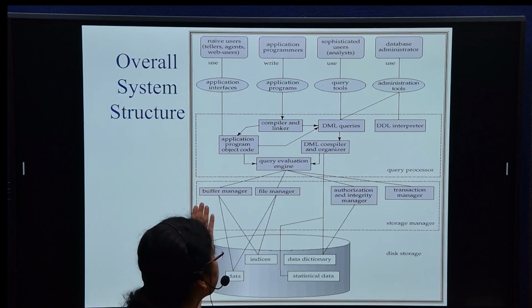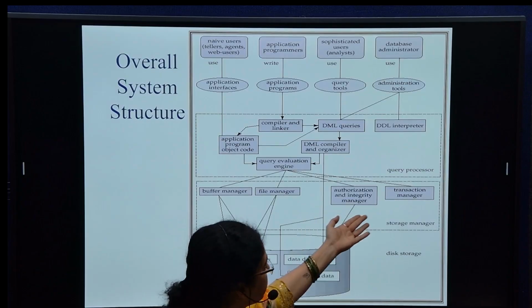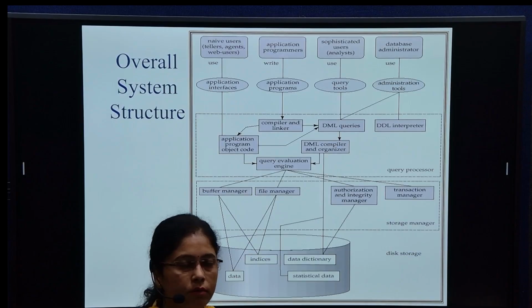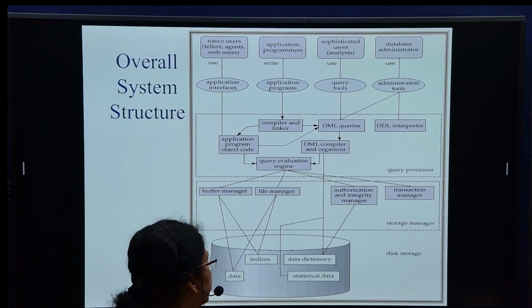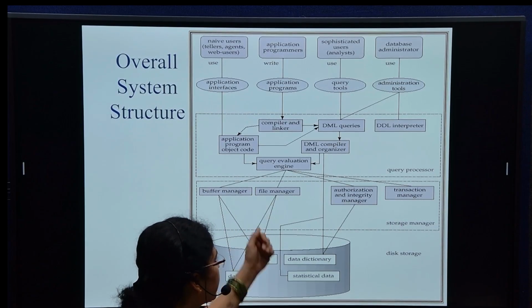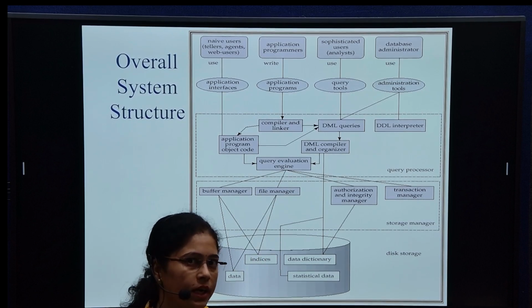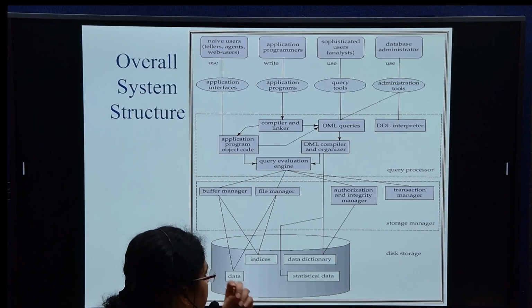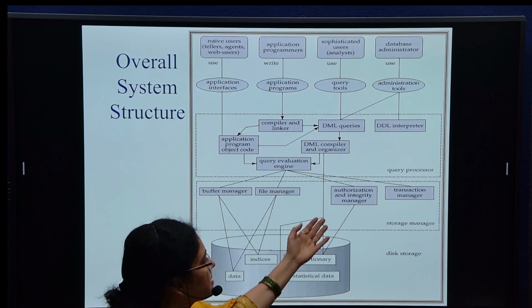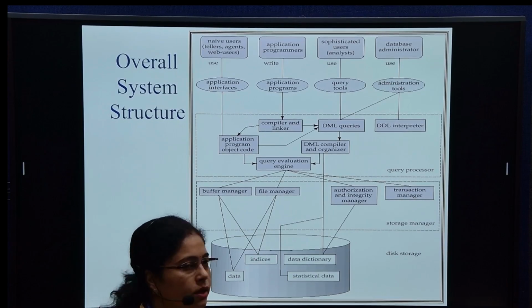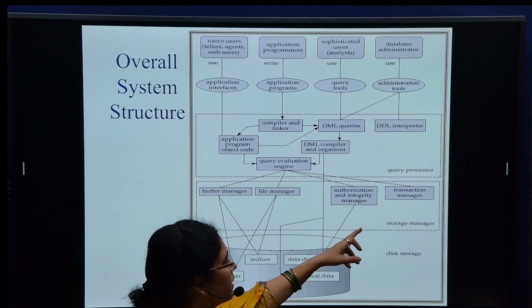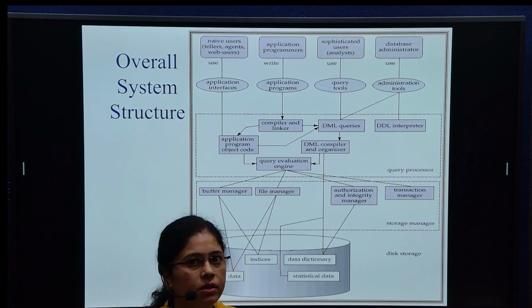Next is the storage manager, where we have four components here: buffer manager, file manager, authorization and integrity manager, and transaction manager. The buffer manager will store the data, what data will be stored there, and to whom it has to give the access. File manager: as we know, the data is stored in tables that are distributed in files, and which file needs to be retrieved will be done by the storage manager. Next is the authorization and integrity manager, which has the authority to grant permission, and it will check the permission.